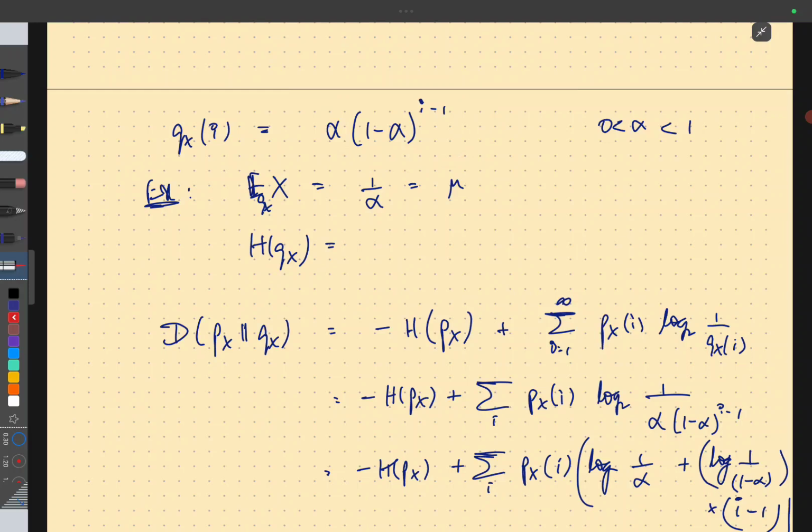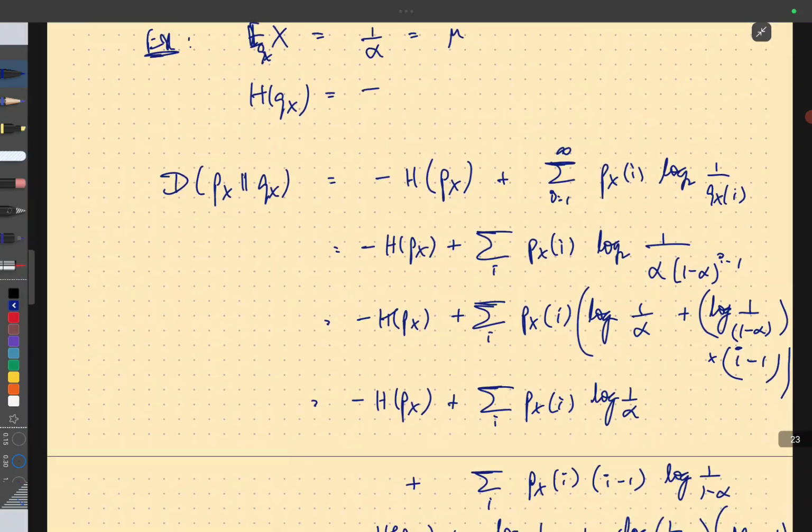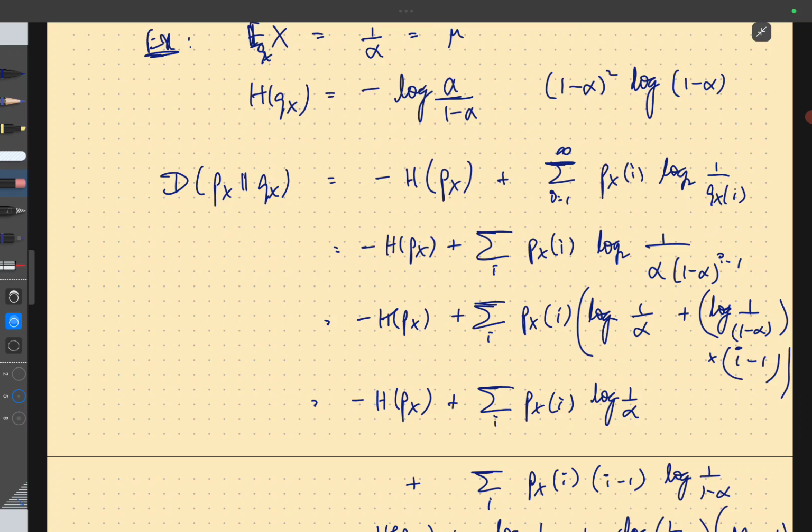Minus log of alpha by 1 minus alpha, plus 1 minus alpha whole square, log of 1 minus alpha. That minus is for every term. Are you sure there's a 1 minus alpha the whole square?